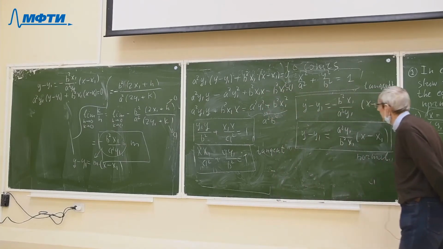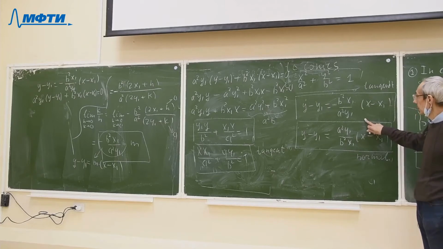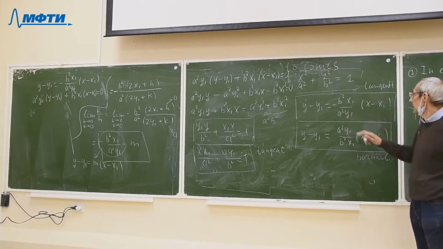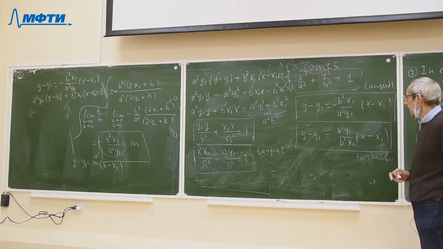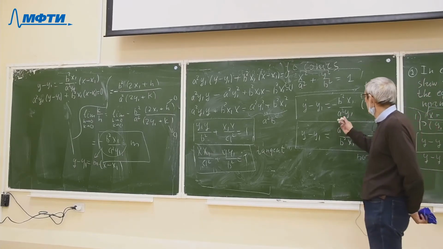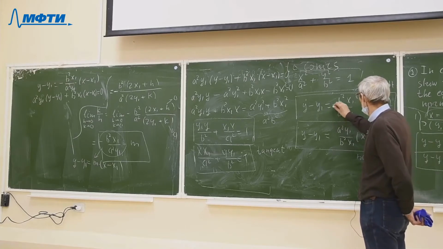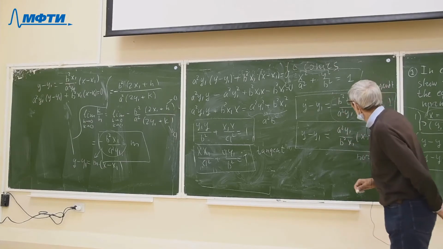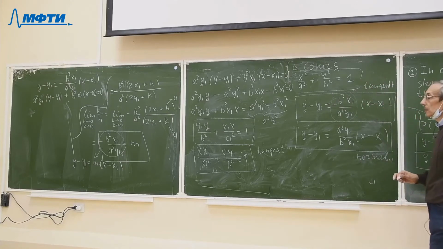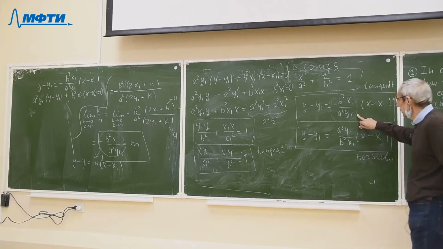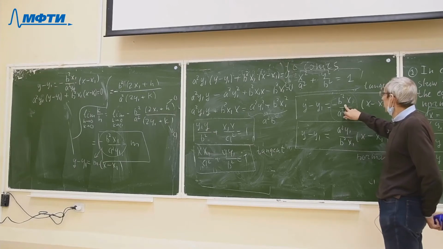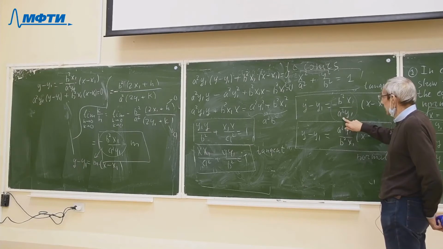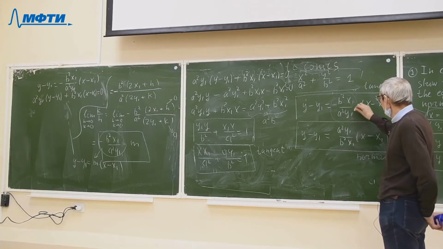And the second form is the standard form of the curve which passes through the point with coordinates x1, y1, and has the angle coefficient which is equal to m. And in the case of the tangent to the ellipse, this angle coefficient is equal to the ratio minus b square x1 and a square y1.